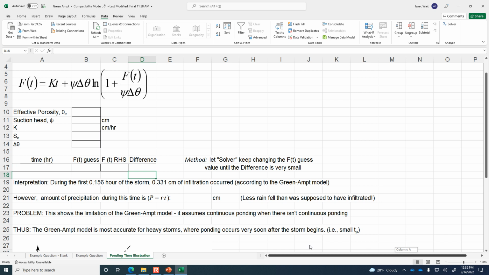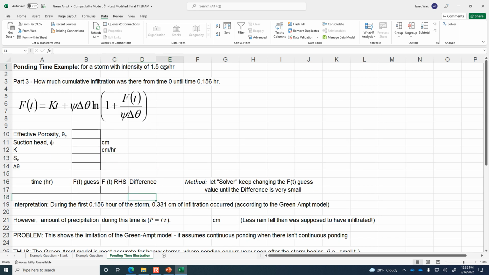Same soil as before, just now we actually have an idea of what the rainfall intensity is. Okay, so the effective porosity for the soil was 0.423. The suction head was 29.22 centimeters. The hydraulic conductivity, 0.05 centimeters per hour. The effective saturation, 0.45. And then the delta theta, calculate that same as before. It is 1 minus S sub E times theta sub E. Okay, so 0.232, same as it was before.